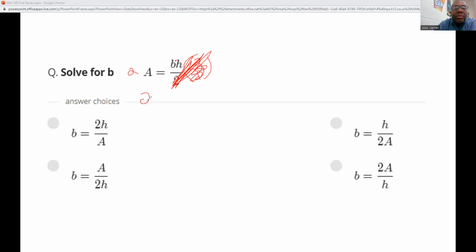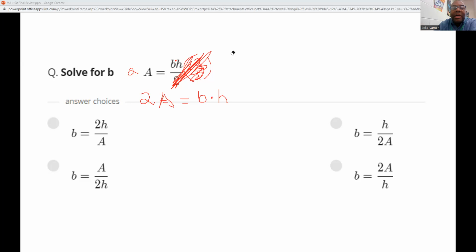So now I have 2A equals B times H. Another way I can say it is B times H, or I can just say BH. I could say just BH, but BH is really B times H. All right?